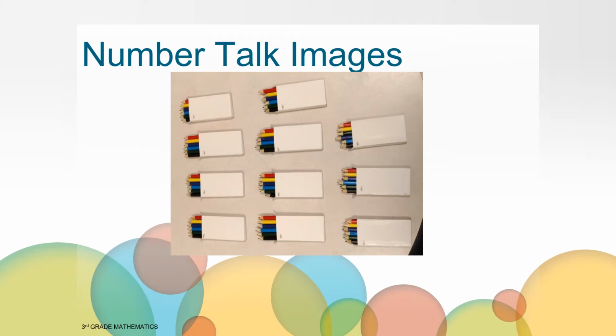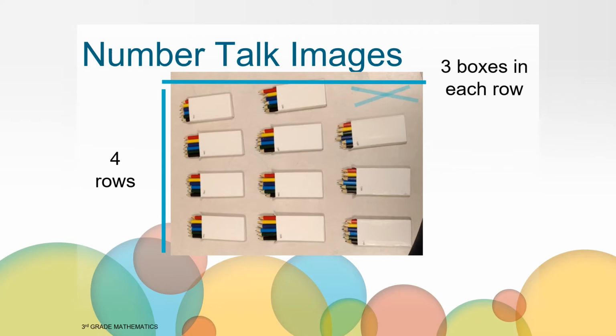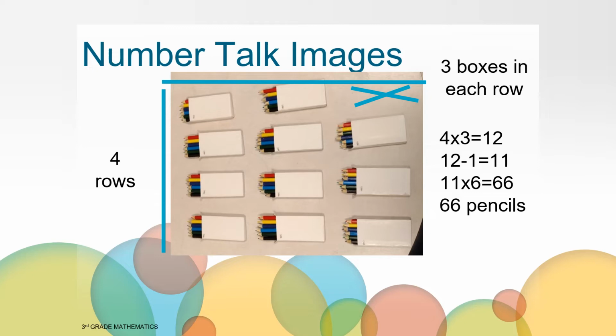Well, the boxes look like they're in 4 rows with 3 boxes in each row. So there should be 12 boxes, but one is missing in the top corner. So there are only 11 groups with 6 pencils in each group. The total number of pencils can be figured out by multiplying 11 by 6, which is 66. My equations might be 4 times 3 equals 12, 12 minus 1 equals 11, and then 11 times 6 equals 66. So 66 pencils in this image.